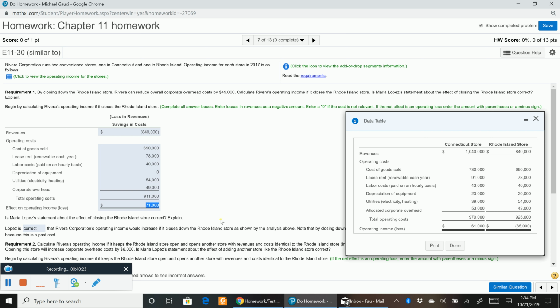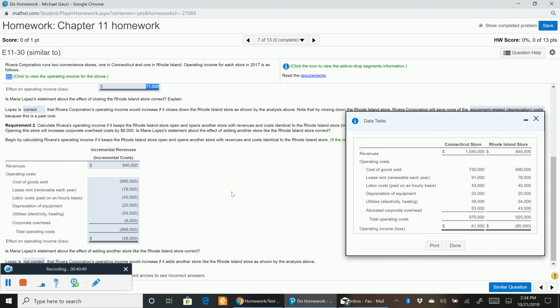So yes, even though our initial gut reaction was to close the Rhode Island store, we proved it and said, yeah, the effect is not a full 85. That's what we were originally thinking, that we'd gain $85,000 in operating income if we sold the store. Well, not the full 85. It's actually 71. So yeah, go ahead, close the store. You gain operating income of 71,000.